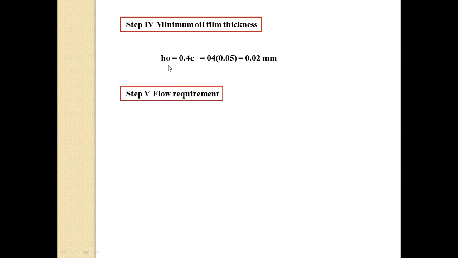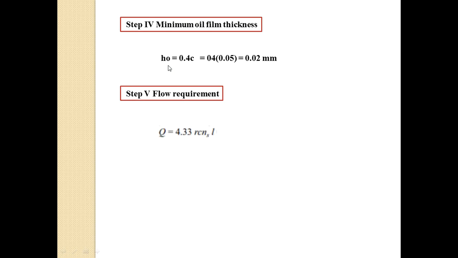This H naught, where they asked for the minimum oil film thickness. So the minimum oil thickness H naught is equal to 0.4 into C. So we got here H naught is equal to 0.02 in mm. So this is the value of minimum oil film thickness. Now next, fifth finding, flow requirement. Flow requirement means we have to find out the value of Q.